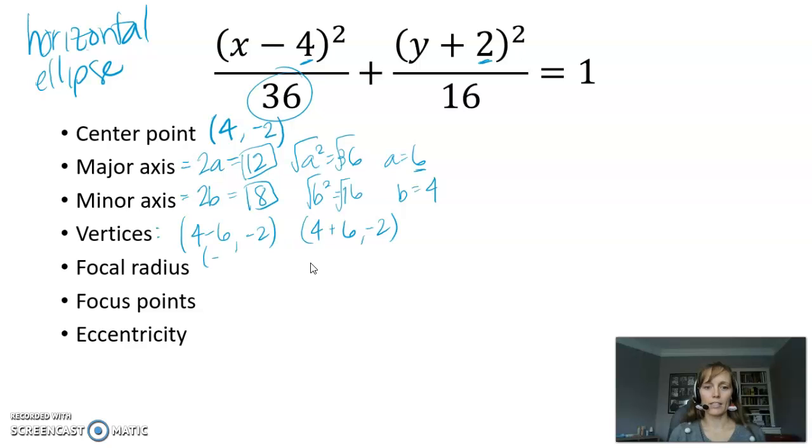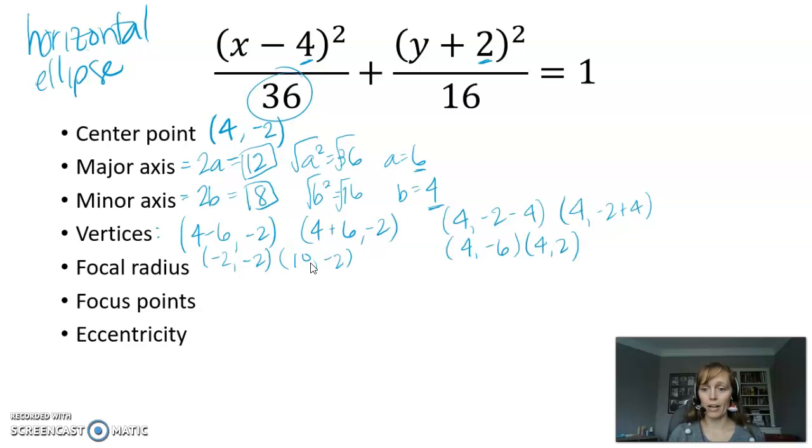So that gives me a vertex of -2, -2, and a vertex of 10, -2. I apply a similar process for the minor axis, except my distance for the minor axis is 4, half of the minor axis. And so I'm going to add and subtract that to the y value. So I have 4, -2 minus 4, and then I have 4, -2 plus 4. And so the vertices on the minor axis side are going to be 4, -6, and 4, 2. Keep in mind that this right here is telling me points that are going to be on the graph to be able to sketch that ellipse.